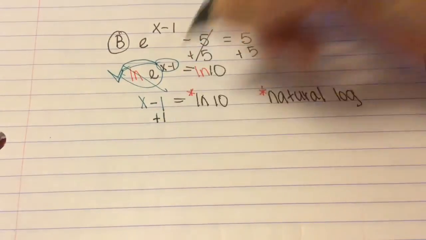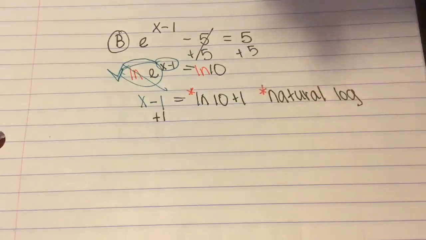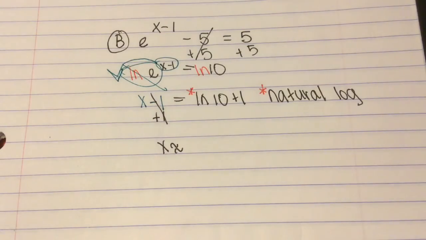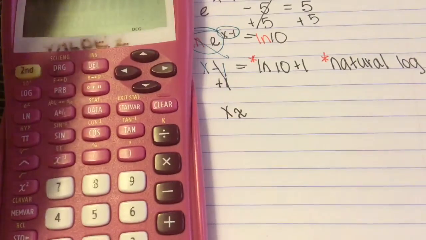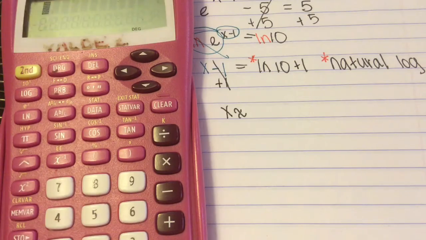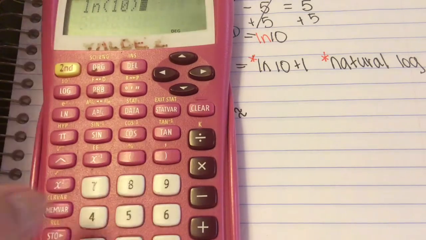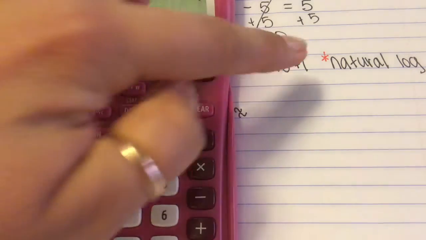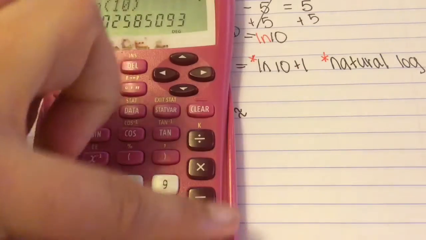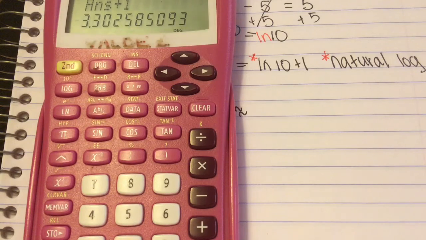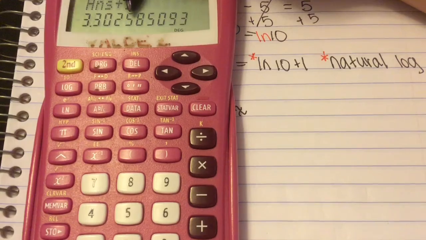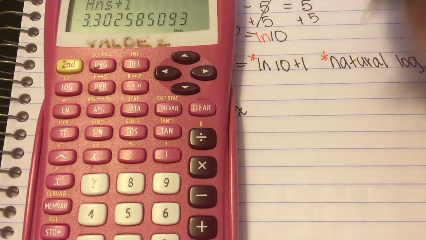I'm going to go ahead and isolate that x by adding 1. In my calculator, I'm going to press the natural log button because this is L as in logarithm of 10. Go ahead and hit enter. I'm not going to round this. I'm just going to go ahead and add 1. My answer is 3.3025. Because this 5 is 5 or more, we're going to go ahead and let that 2 soar.